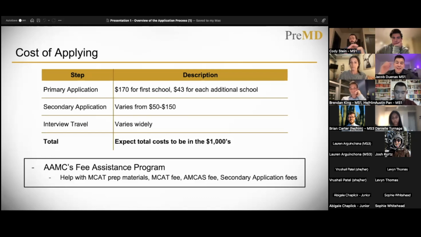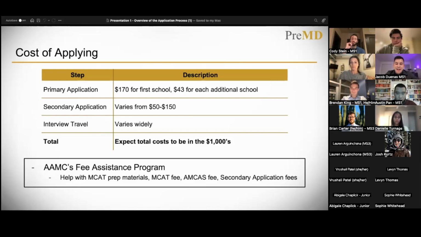And then again, you are met with secondaries. If you're not familiar with primary and secondary, primary is the one application you do through AMCAS and send out. And then each school will send you a secondary application. A lot of schools usually send it. There are very few schools that have actual hard cutoffs of GPA or anything like that. So a lot of secondaries start to come in. And those also range between $50 to $150 that you will be paying to send them back.